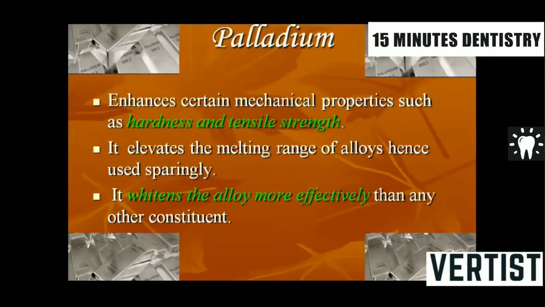A substitute for platinum is palladium. As all of us know, platinum is extremely costly, so palladium is the second alternative which is commonly used. It increases hardness and tensile strength of the cast gold alloy, and it whitens the alloy even more effectively than platinum.